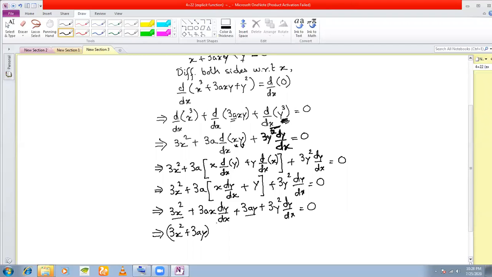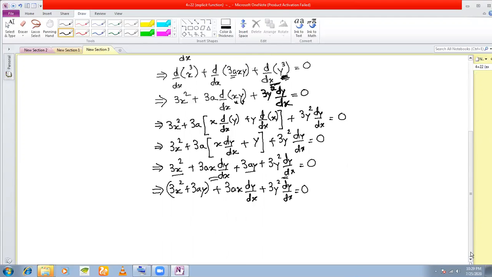I take these two together, plus 3ax dy/dx plus 3y square dy/dx equal to 0. Now I can take dy/dx common from here. That means 3x square plus 3ay, plus, if I take dy/dx common, I'll be left with 3ax plus 3y square.